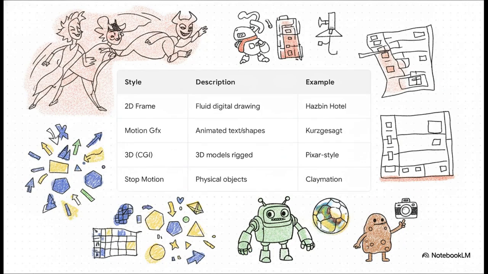Moving right along, Section 2, choosing your visual style. Okay, before you even think about animating, you have to define your visual story. Why? Because every single style has its own completely unique production process and technical demands. The guide breaks down a few distinct styles here.